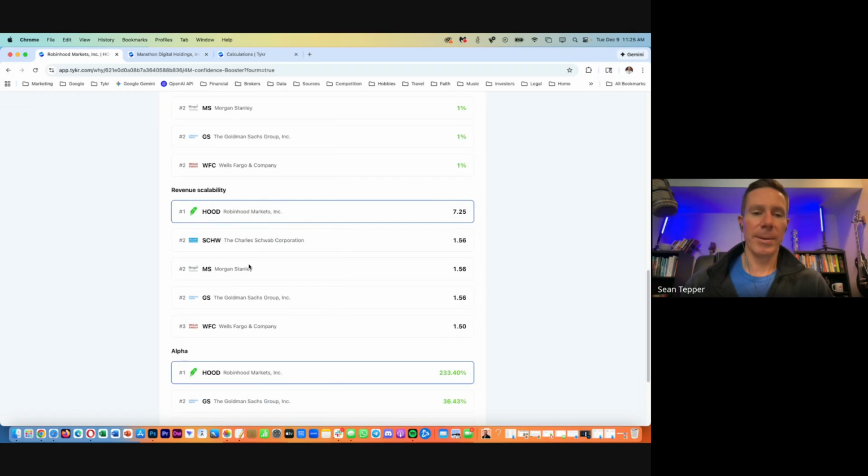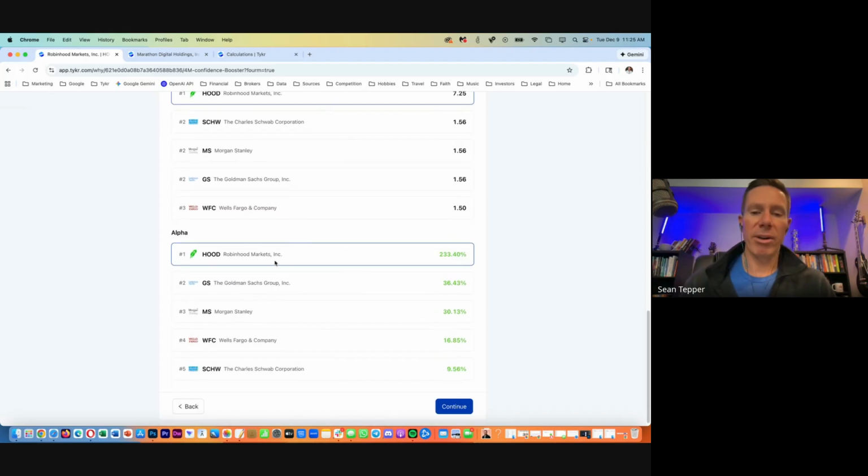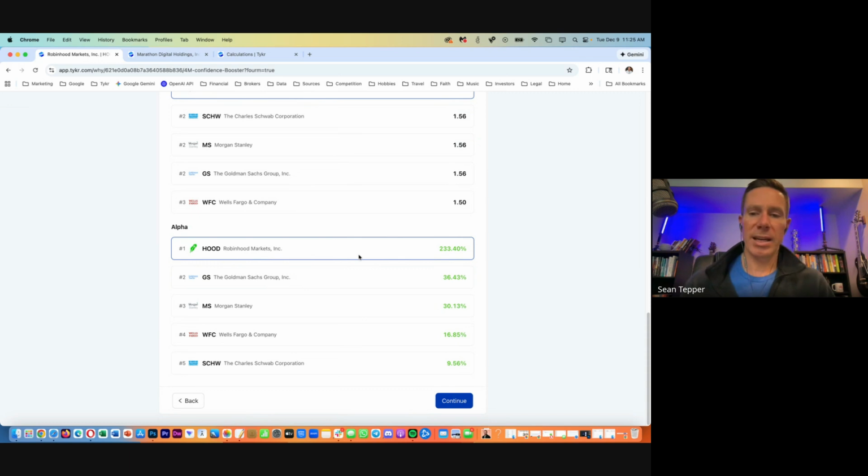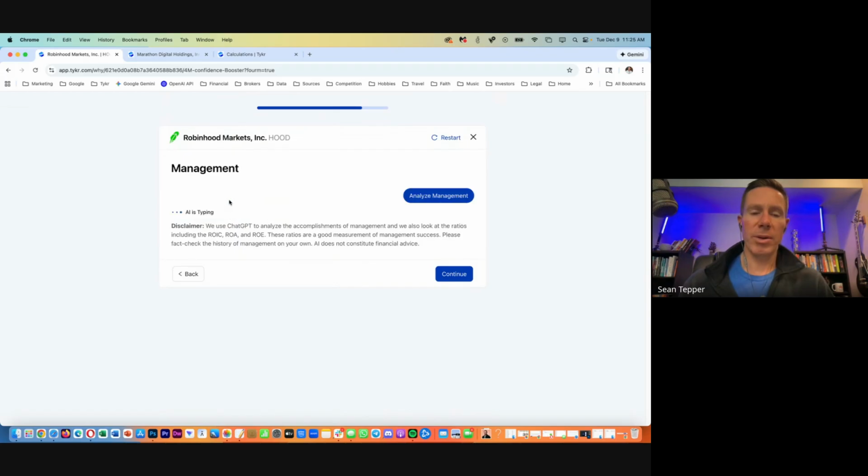Margin of safety. Revenue scalability. Yeah, look at that. Here's a key sign. Who's making the most progress with the tech? Robinhood is doing a great job improving their tech for their customers. And the alpha, look at that. 233%. Outstanding. These others are beating the market, which is a good sign, but Robinhood is for sure standing out over and above. All right, let's keep going. We're almost done. We've got management's going to kind of summarize.